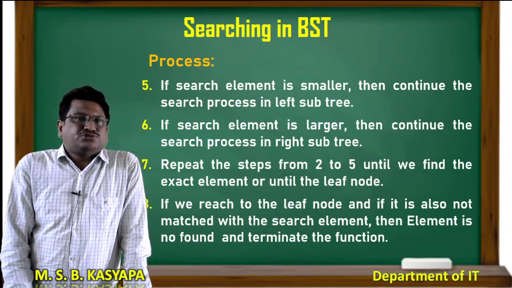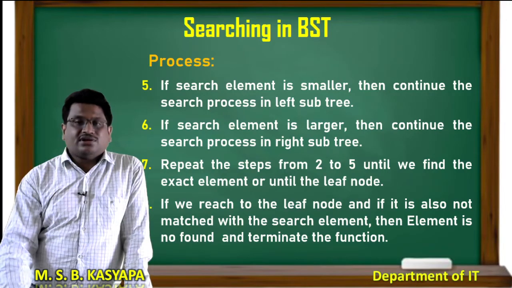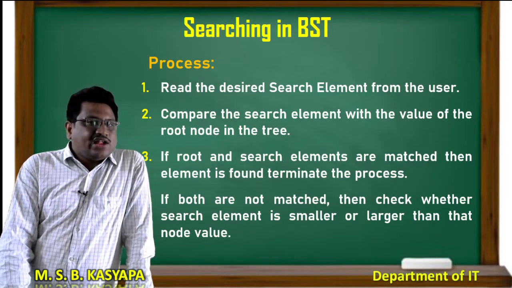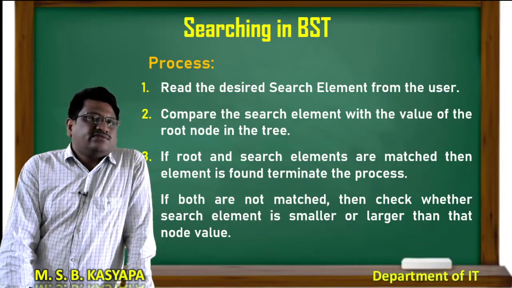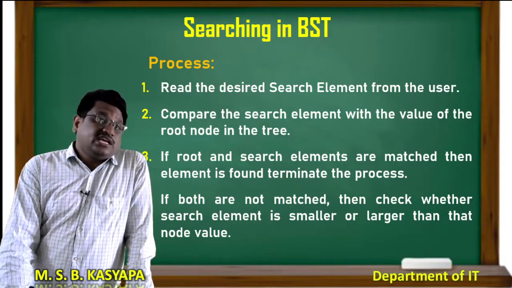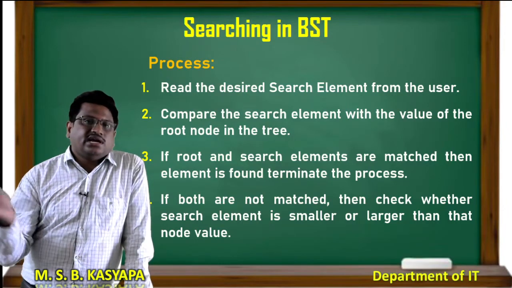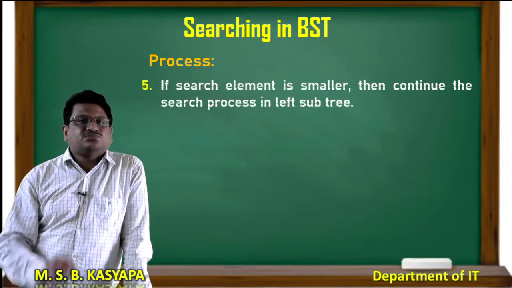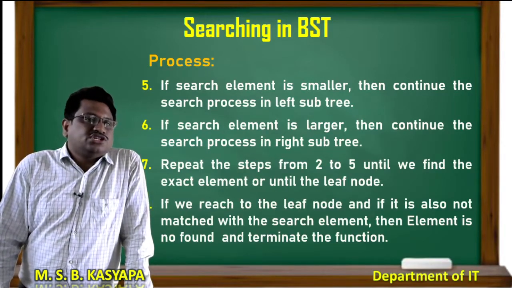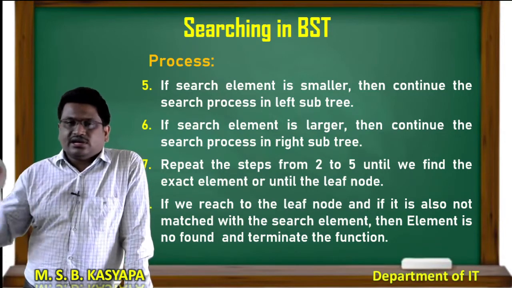So, these are the steps to search an element in a binary search tree. What are the steps? First, I will read a value from the user, then I will check with the root. If it is equal to the desired value, then I will end the process with a success message. If it is not equal, then I will check whether it is a smaller value or greater value. If it is smaller, I will proceed to the left subtree. If it is greater, I will proceed to the right subtree.